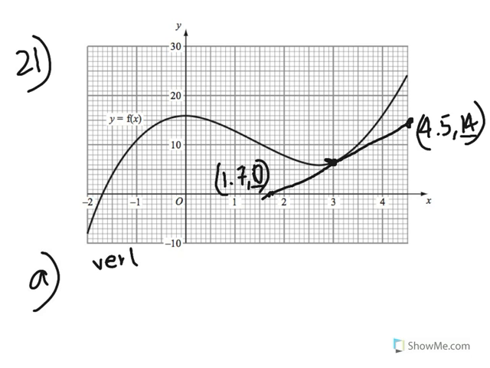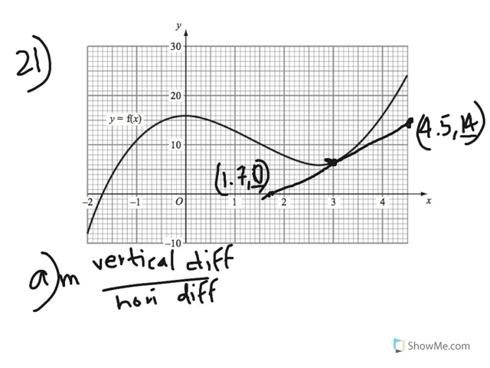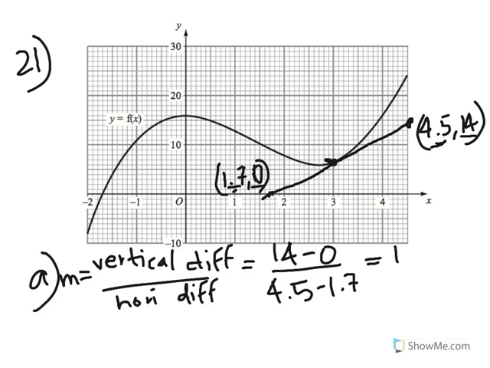So vertical diff over horizontal diff, I'll just call it hori diff, and this will give us our gradient, m. So what is the vertical diff? Friends, it's 14 minus 0. And what's the horizontal difference? Look at the x values: 4.5 minus 1.7. And basically that's 14 over 2.8, and that'll give you an answer of about 5.